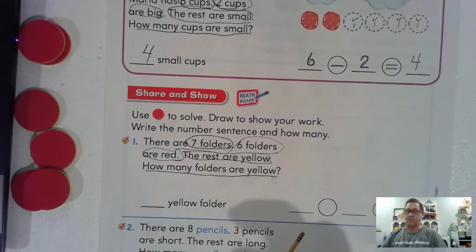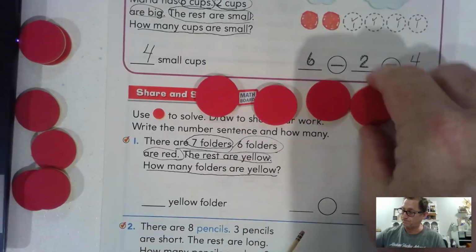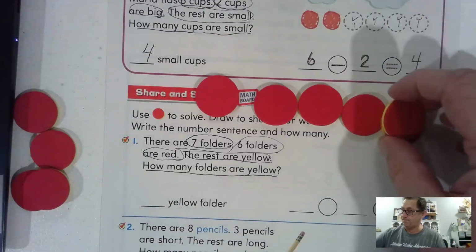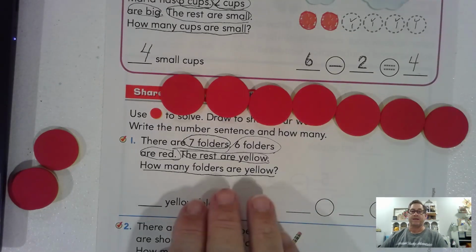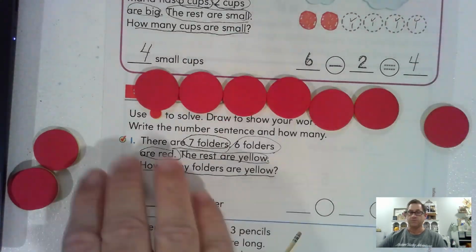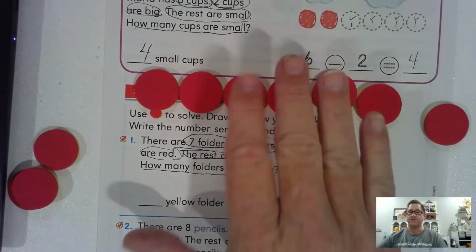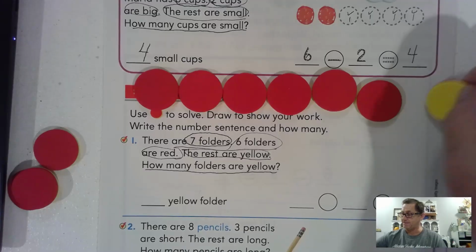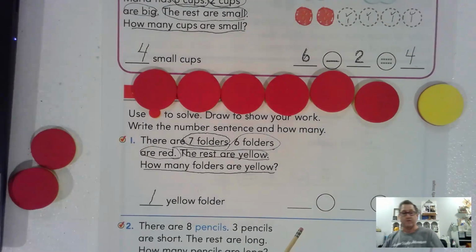The rest are yellow. So let's show 7 red. 2, 4, 6, and 7. All right. Now, of those, 6 folders are red. So 6 out of our 7 folders are red. That means if those 6 are red, I only have 1 left that has to be yellow. So I have 1 yellow folder.